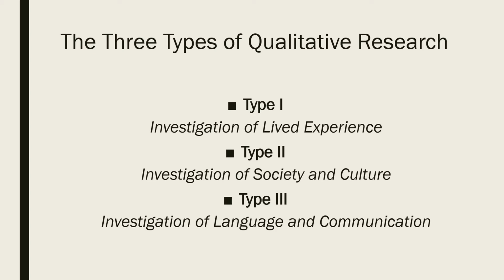As you can see in the textbook, there are three types of qualitative research. The first type is investigation of lived experience. The second type is investigation of society and culture. And the third type is investigation of language and communication. I believe it was table 15.1 in the textbook, and this gives a really great summary of all of these methods. So that would be a good thing to look back on as a little clue.